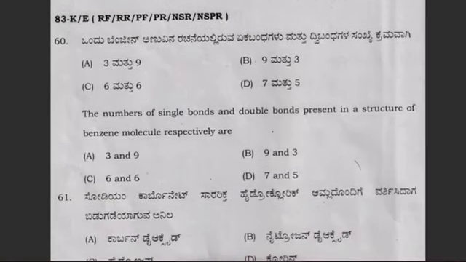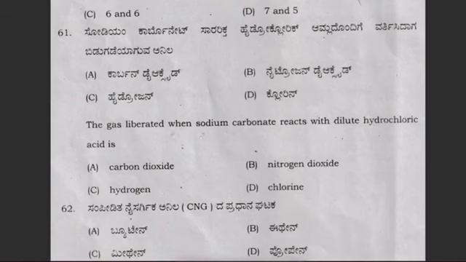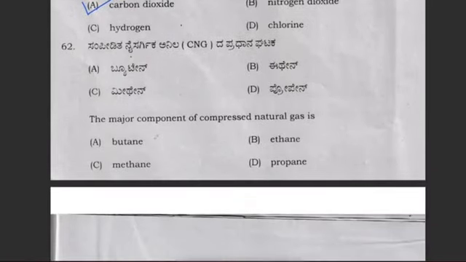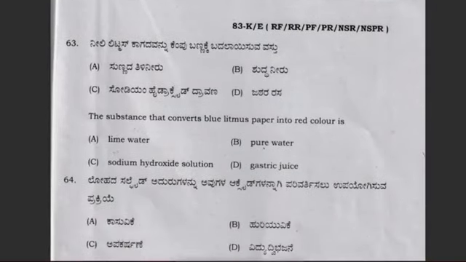The number of single bonds and double bonds present in the structure of benzene molecule respectively are 9 and 3. 9 single bonds, 3 double bonds. The gas liberated when sodium carbonate reacts with dilute hydrochloric acid is carbon dioxide. The major component of compressed natural gas is methane. The substance that converts blue litmus paper into red color is gastric juice.